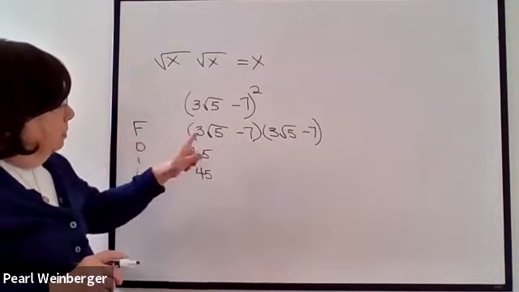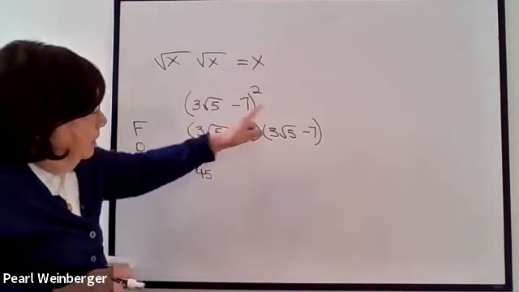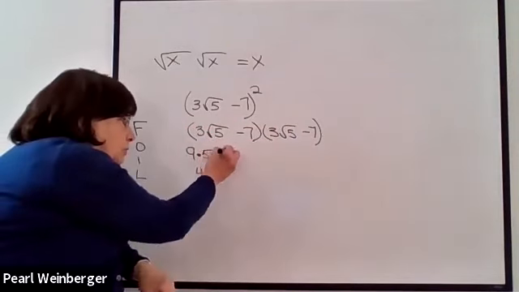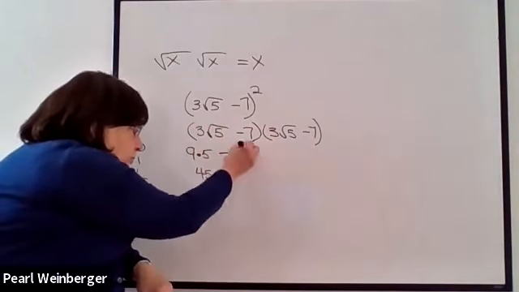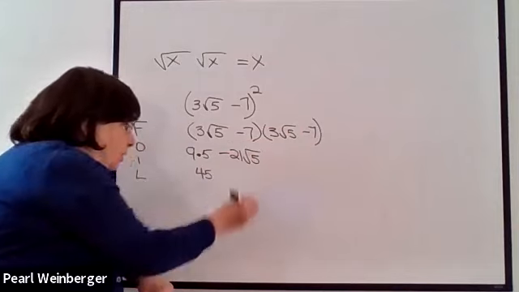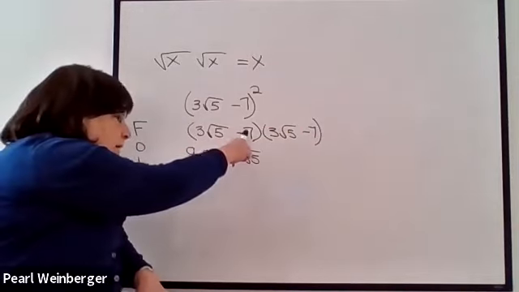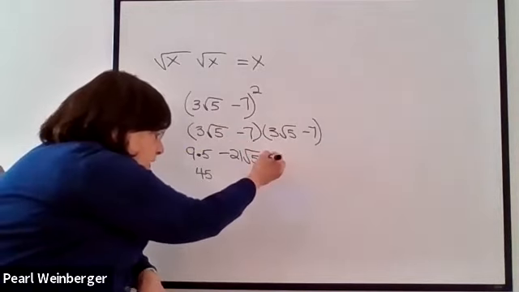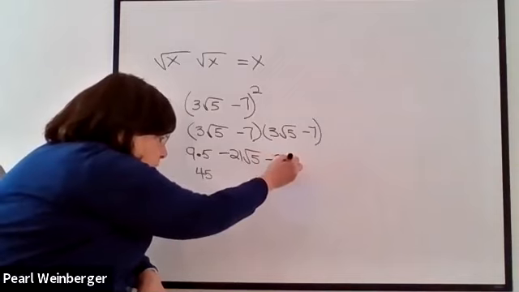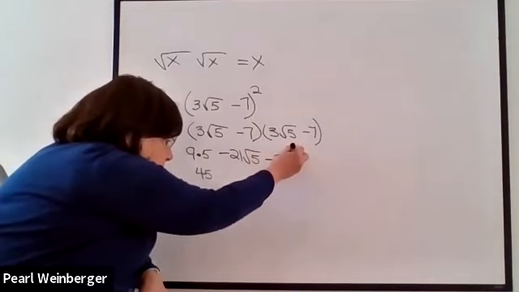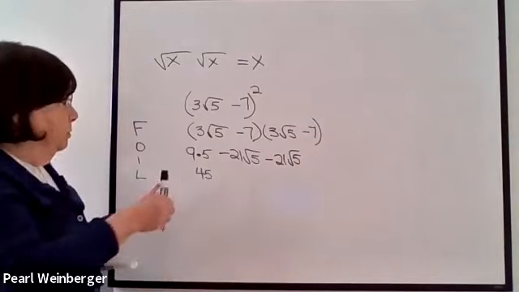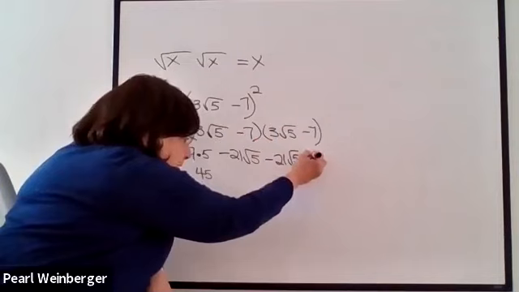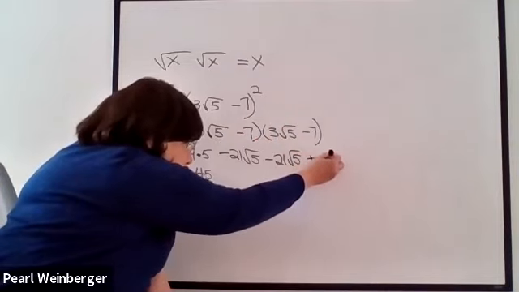Okay, now I go to outer. That's 3 radical 5 times negative 7. So I multiply the 3 and the negative 7, which is negative 21, and I just bring along the radical 5. That's my outer. My inner is the same. It's again a negative 7 times the 3 radical 5, which again is a negative 21 radical 5. And finally, the last is negative 7 times negative 7, so that's a positive 49.